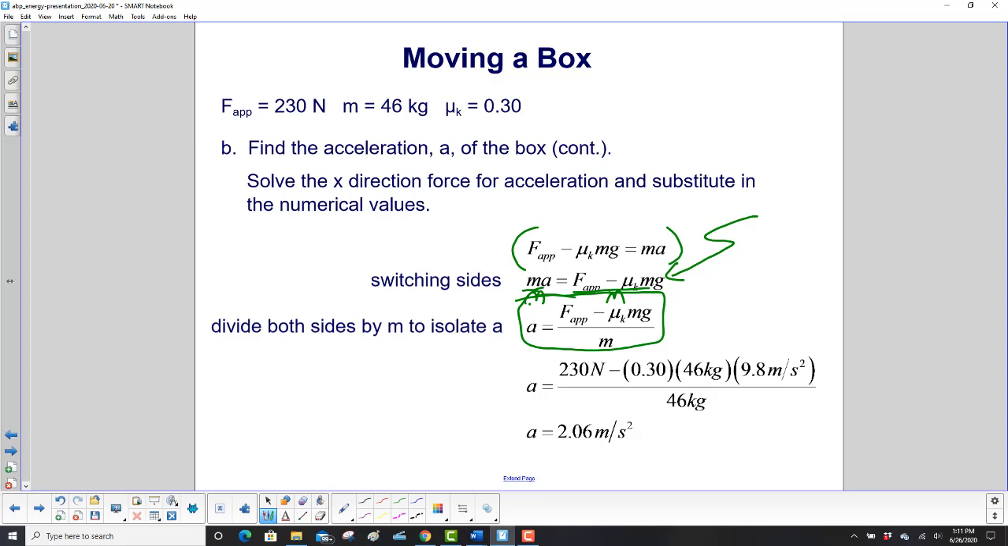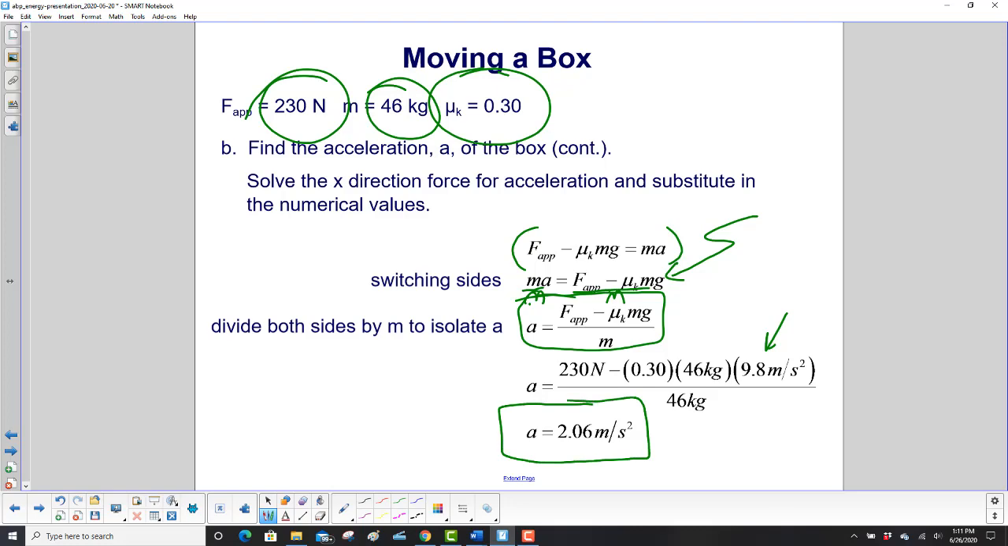We have the applied force, 230 newtons, up here. We have the coefficient of friction, 0.30. We have the mass, and we have g. And we divide through by the mass, and we get an acceleration of 2.06 meters per second squared.